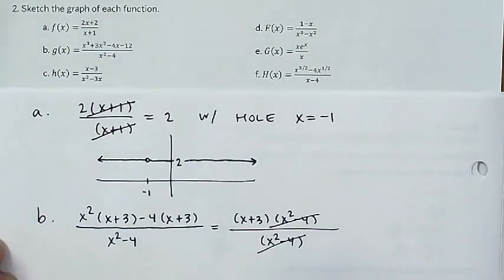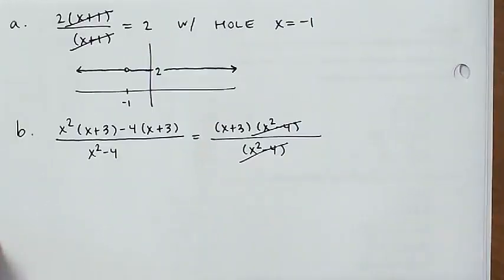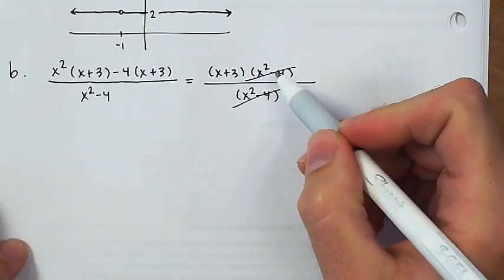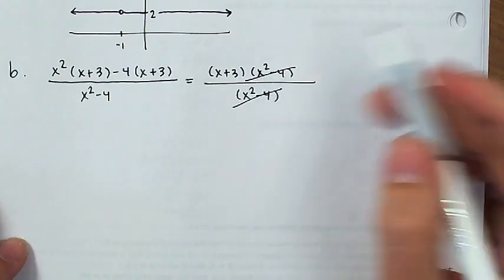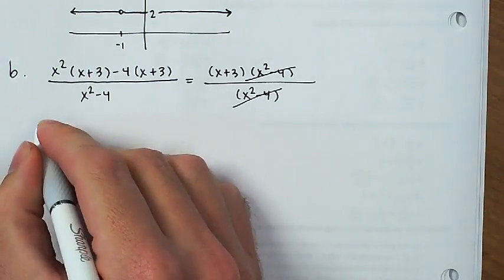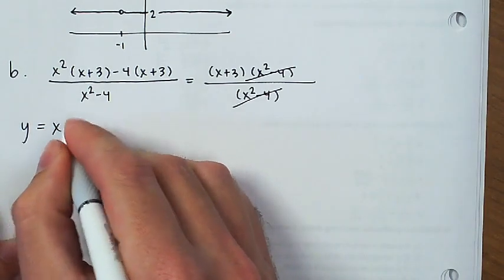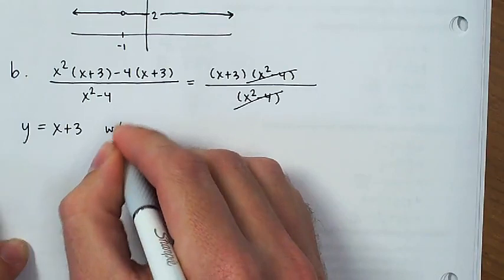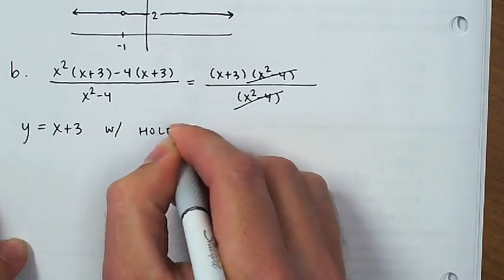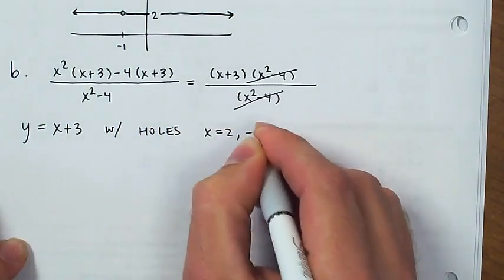Okay, and I do that, and I just need to be a little bit more careful here because x squared minus 4 has 2 zeros. That would equal 0 if x was equal to 2 or negative 2. So my graph is going to be y equals x plus 3, something we are very good at graphing, with holes at x equals 2 and negative 2.